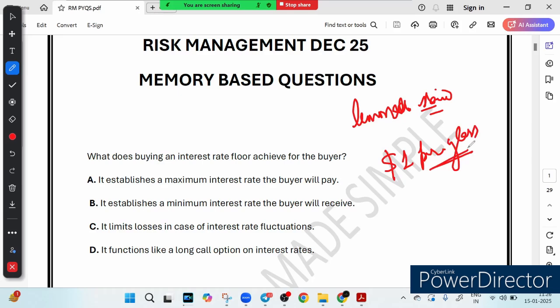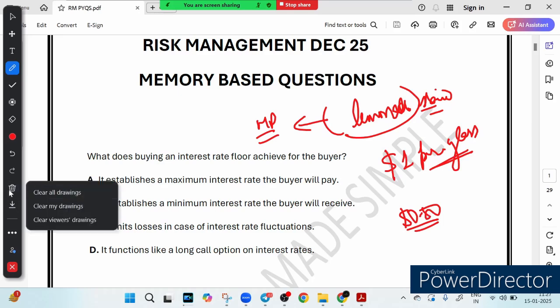No matter how much the market price of this lemonade drops, you always earn $1 per glass. Buying a floor is like signing a deal where you are guaranteed to get $1 per glass even if the market price falls to $0.80. It's your safety net. So what are the key points we have seen in this particular question?